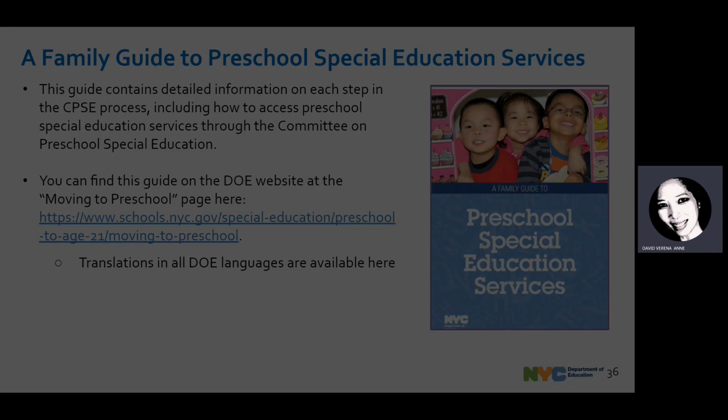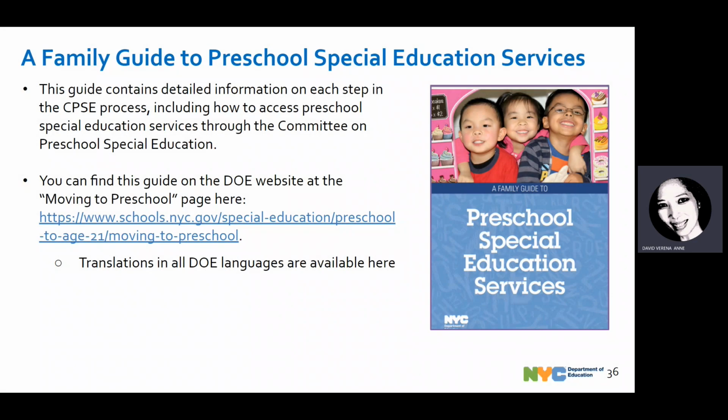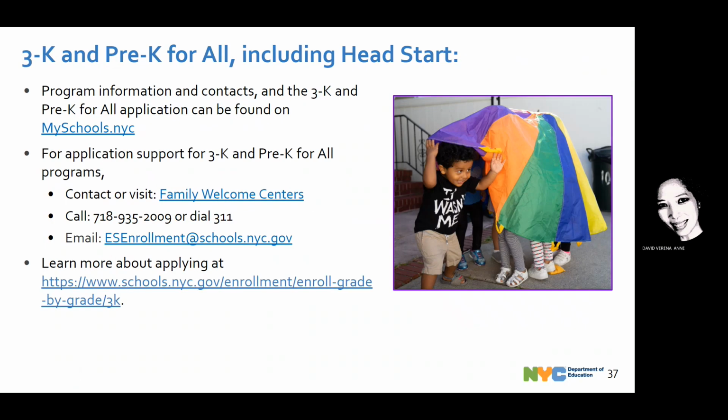The next resource is the Family Guide to Preschool Special Education Services. You will also find this guide on the DOE website's Moving to Preschool page with translations in all the DOE languages. For 3K and Pre-K for All, including Head Start, program information and contacts and applications can be found on myschools.nyc. For application support, families can contact or visit our family welcome centers.